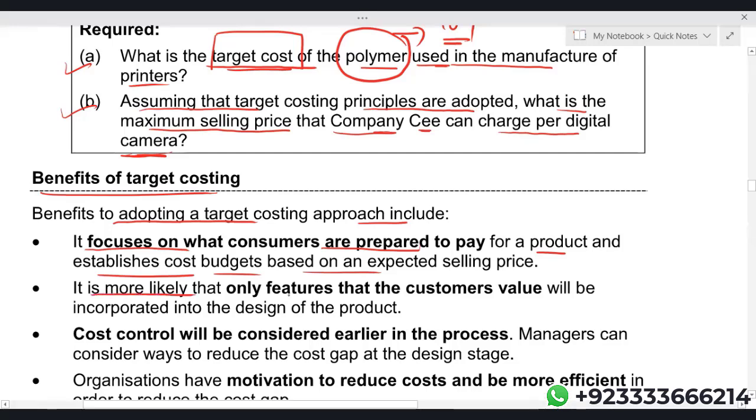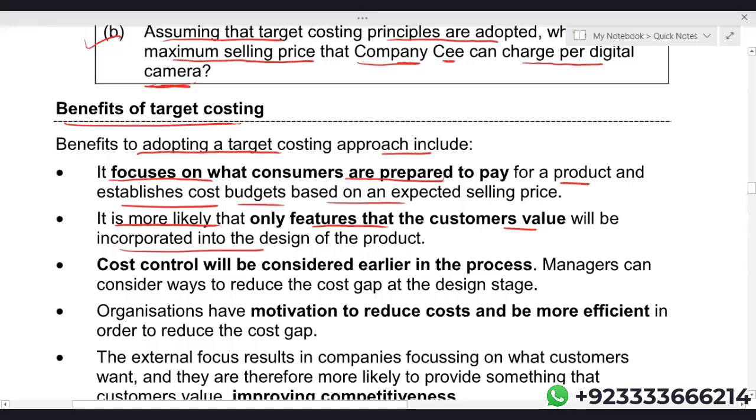It is more likely that only features that customers value will be incorporated into the design of the product. So obviously, why would we keep a feature of a product which increases the cost, but customer is not willing to pay us? For example, if you're spending so much on packaging, packaging will not change features of your product. Packaging will not increase the usage efficiency of your product. So why spend money on those features to which the customer is not giving any value? Cost control will be considered earlier in the process. Managers can consider ways to reduce the cost gap at the design stage. So cost control will be very early.